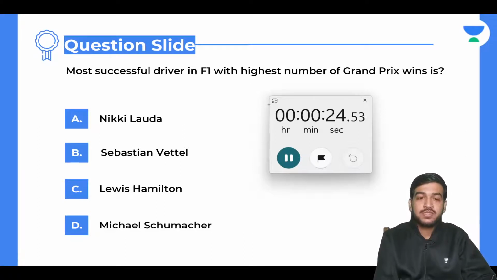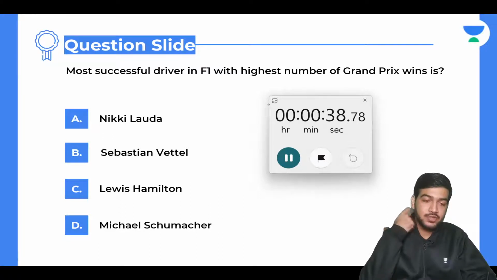Who is the most successful driver in Formula 1 with the highest number of Grand Prix wins? Is it A. Niki Lauda, B. Sebastian Vettel, C. Lewis Hamilton, or D. Michael Schumacher?